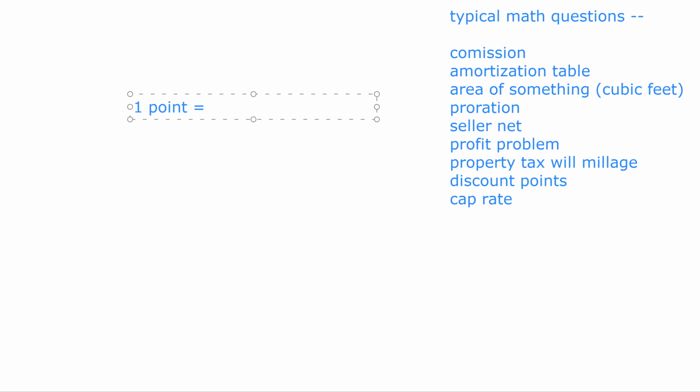Okay, 1 point equals what? How do we figure out a point? Whether it's a discount point, an origination fee point, things like that. 1% of the loan. Yeah, 1% of the loan. Okay.